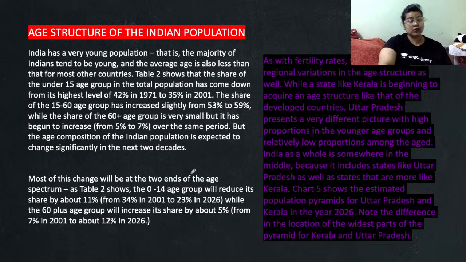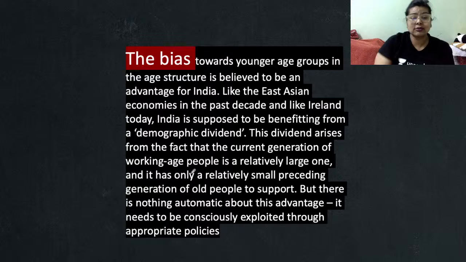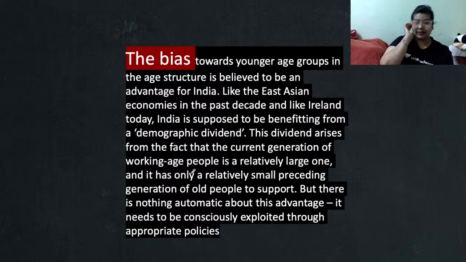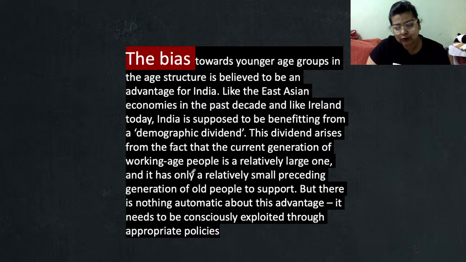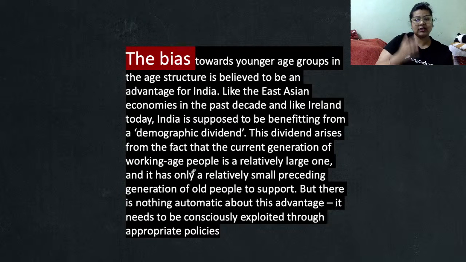There is a chart number 5 which shows the estimated population pyramid of UP and Kerala up to the year 2026. Note the differences in location of the widest parts of the pyramids of Kerala and Uttar Pradesh. Now, the bias towards younger age groups in the age structure is believed to be an advantage in India. Why? Although this needs to be consciously exploited through appropriate policies, rules, regulations and norms, there is a dividend which arises from the fact that the current generation of working-age people is relatively large, and has only a relatively small preceding generation of old people to support. So this was another aspect.